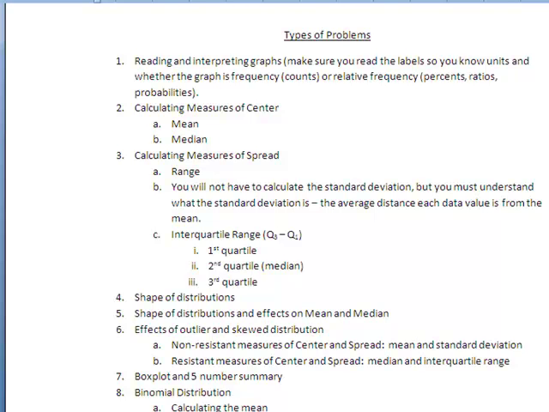You'll also have to know how to calculate the interquartile range, which is your third quartile minus your first quartile. So in other words, you need to know how to calculate the first and third quartile. The second quartile is just your median.